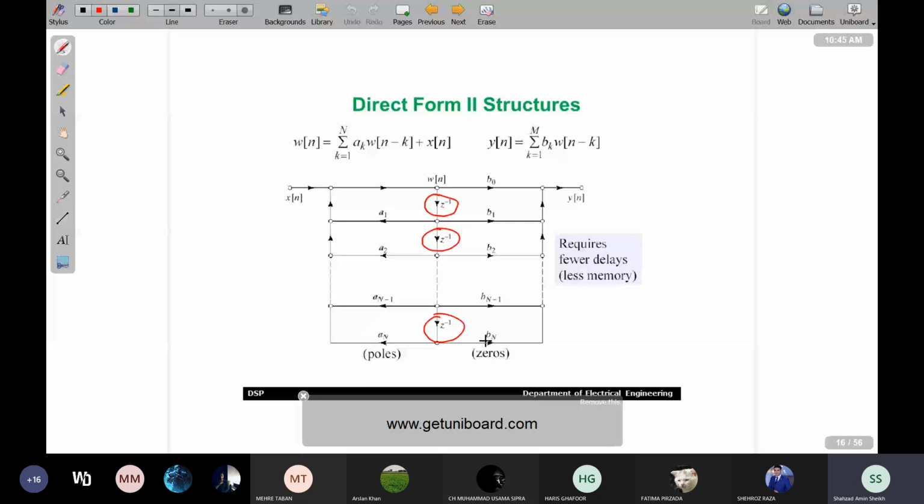So as a result of that we are getting fewer delay elements. So ये memory elements जो आप use कर रहे थे, वहां पे अगर आपके पास n plus m delay elements थे, here you will be using minimum of n or m, sorry, maximum of n or m. Any questions?